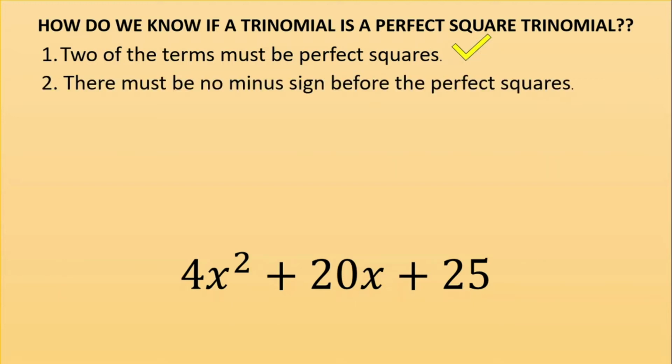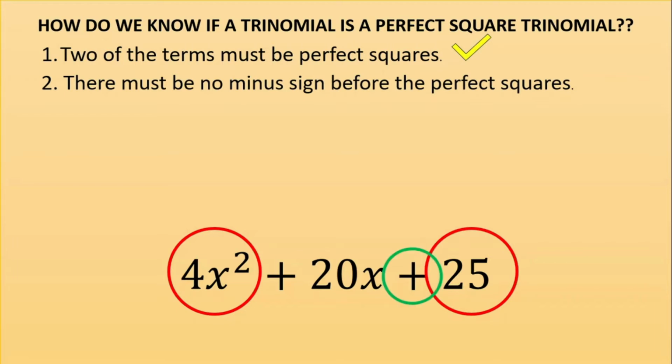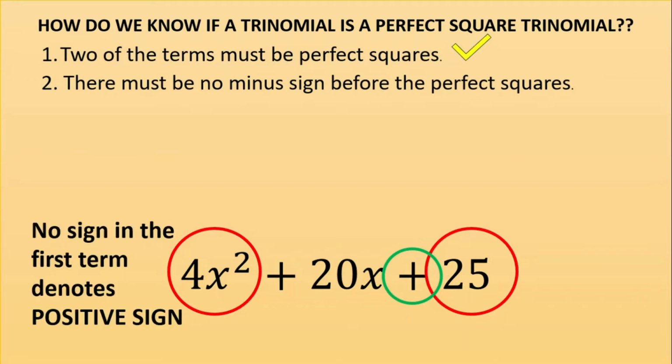Second requirement, there must be no minus sign before the perfect squares. Earlier, we determined that 4x squared and 25 are both perfect squares inside this trinomial. Now we will look if their sign is positive. For 25, obviously it's positive because of the plus sign in front of it. For the first term, 4x squared, since no sign is visible, that means it is positive as well. So for number 2, we also have a check mark.